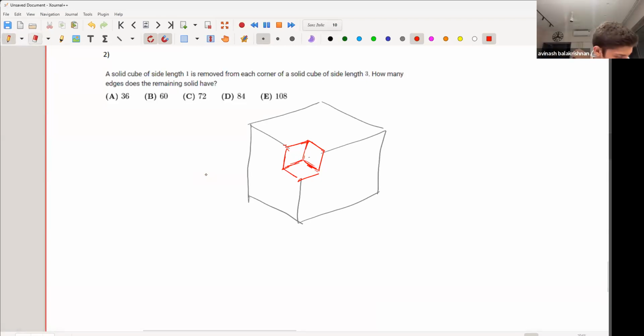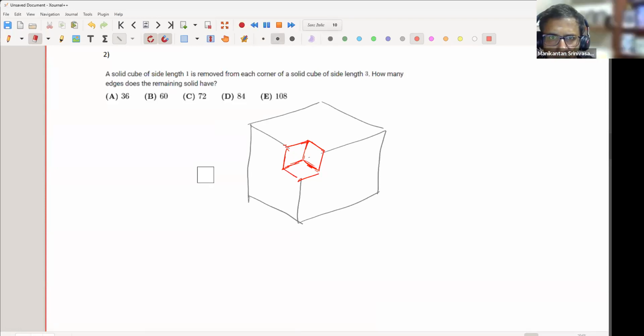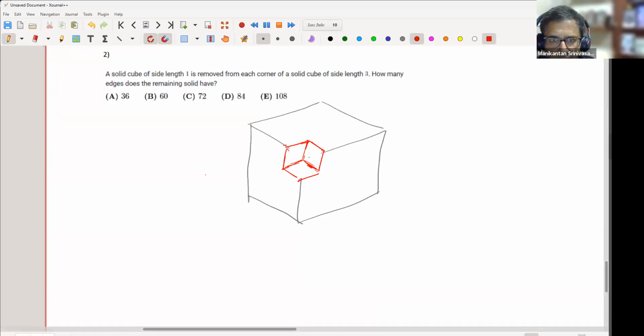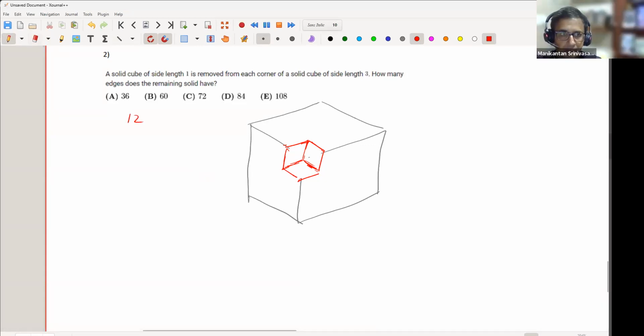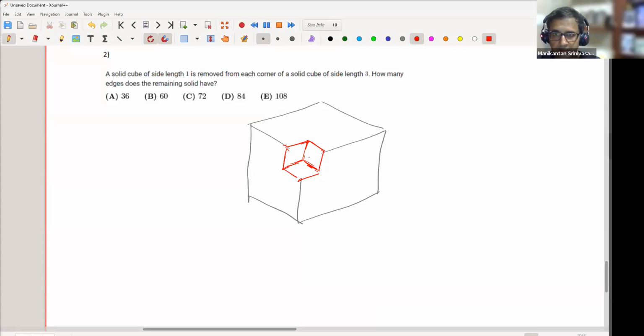Now, the original figure had how many edges? For a normal cube, how many edges do we have? 12 edges, right? 1, 2, 3, 4, 5, 6, 7, 8, 9, 10, 11, 12. Let me mark those 12 in gray so that we're able to associate. So 12 edges was the original. Those 12 still remained, nothing changed there. But the additional red edges came into the picture.